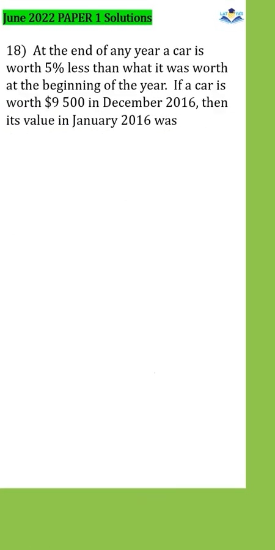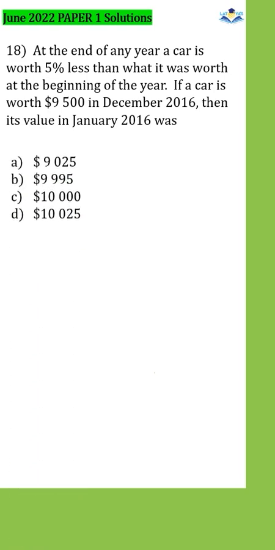Question 18. At the end of any year, a car is worth 5% less than what it was worth at the beginning of the year. If a car is worth $9,500 in December 2016, then its value in January was, so the information they give us here is that 9,500 represents only 95% of the value of the car at the end of the year.